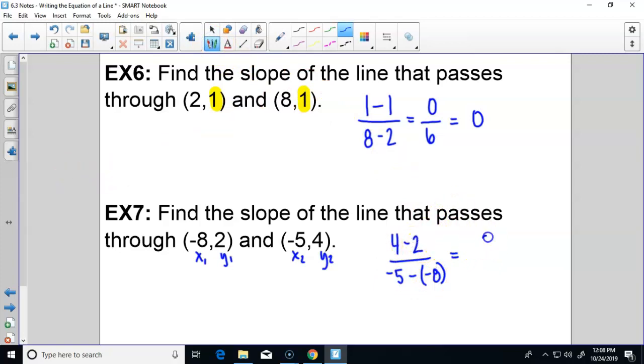4 minus 2 is going to give you 2. Right here you've got the double negative, so this is really negative 5 plus 8. And so negative 5 plus 8 is going to give you 3, so you get 2/3 for your slope of this line.